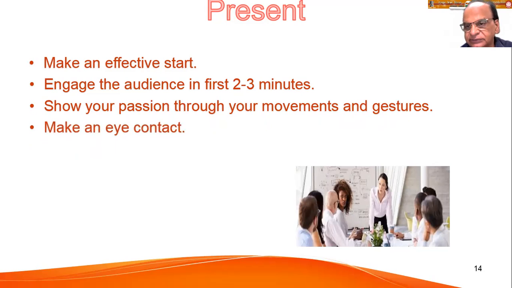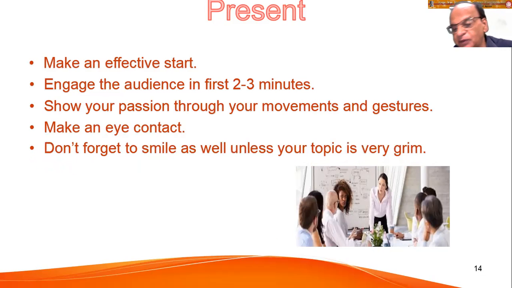Make eye contact. That is very essential. Look into the eyes of the audience. Don't look for the gaps between two people. Look into their eyes. This makes your presentation very effective. And don't forget to smile as well. Smiling, as I told you before, is very essential, unless your topic is very grim. If you're talking on something very serious, something serious is to be discussed, then you should not smile. That is obvious. But generally, in normal cases, you have to keep smiling while presenting yourself.